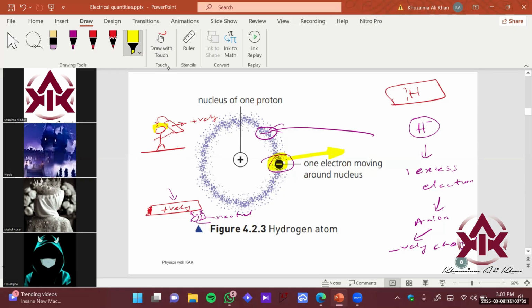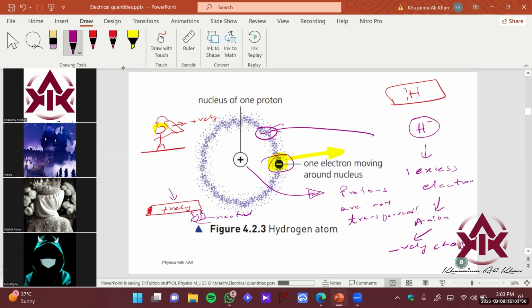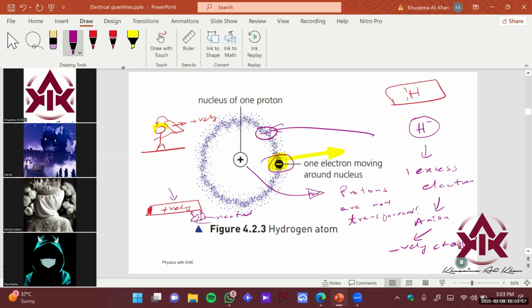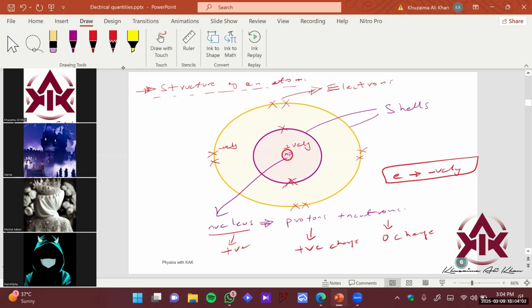You cannot strip a proton. Protons are not transferred. It is only the electron that moves. The thing which loses electrons becomes positively charged, and the material which gains electrons becomes negatively charged, right? The nucleus has strong nuclear forces which do not allow the protons to escape. It is only the outermost electrons that can move throughout the elements over here, right?